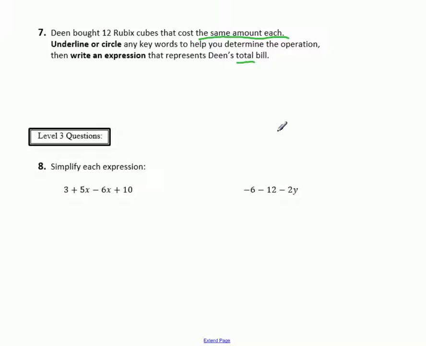So he bought 12 Rubik's Cubes, but the cost is the same amount each. The only problem is I don't know how much they cost. So I'm going to use the letter C for cost. And since each Rubik's Cube costs the same amount, I would take the letter C for cost and multiply it by 12. That's one way to do it. This would tell me how much all 12 Rubik's Cubes cost if I do 12 times whatever the cost is.